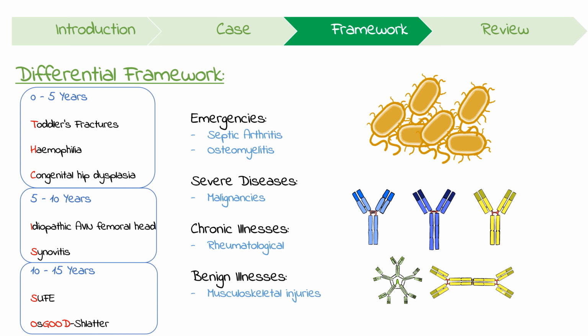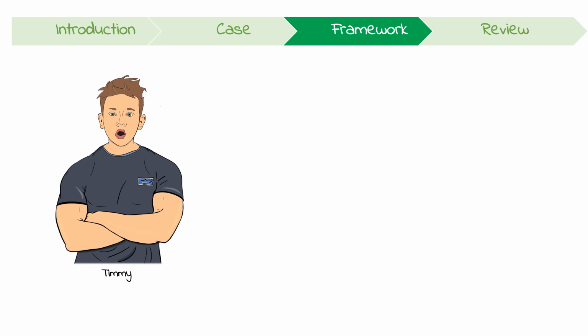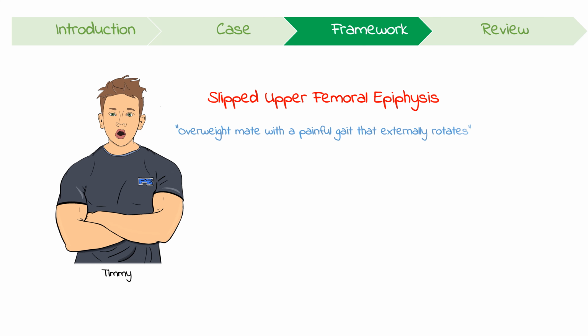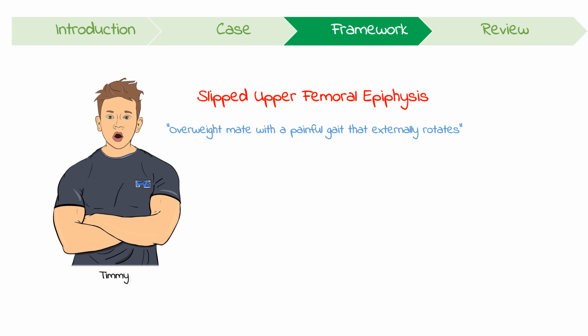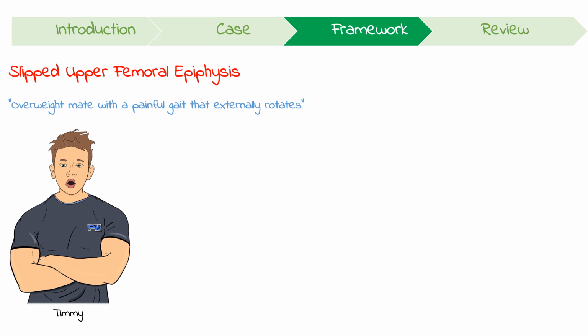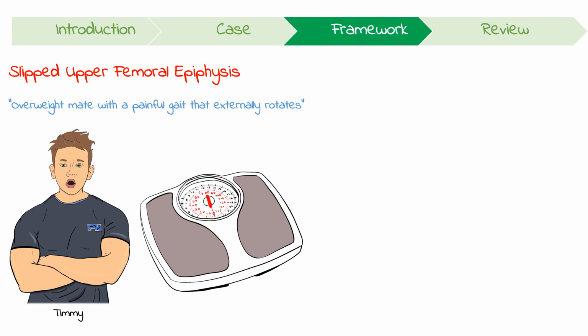Back to our case, it seems like Timmy, our 13-year-old boy, has many classic features of a slipped upper femoral epiphysis. You can remember some of these features in the rhyme, overweight, mate, with a painful gait that externally rotates. However, it's important to note that he is kind of presenting atypically with weight loss, and that's really why his father was concerned about osteosarcoma as the most likely differential.